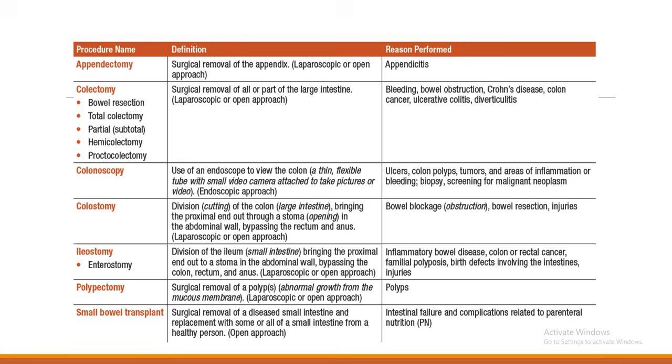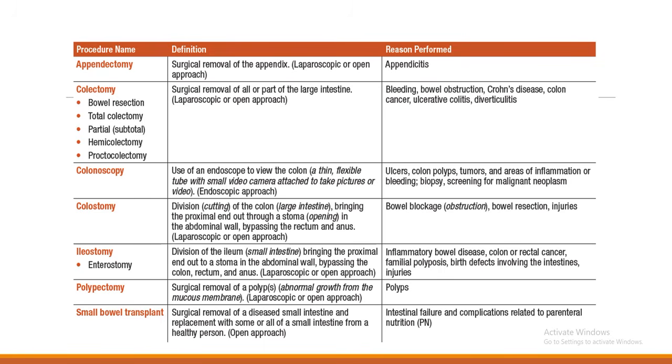And one more important thing is whenever we start any session, first we learn the common procedures related to that chapter. For example, we are going to start digestive system charts. So first we will learn all these things. What is appendectomy? What is colectomy? What is colonoscopy? What is colostomy, ileostomy, polypectomy, small bowel transplant? So this is only an example for digestive system. For example, if you are planning to code integumentary, first we will learn all common procedures from the integumentary system. Then we will start live charts.